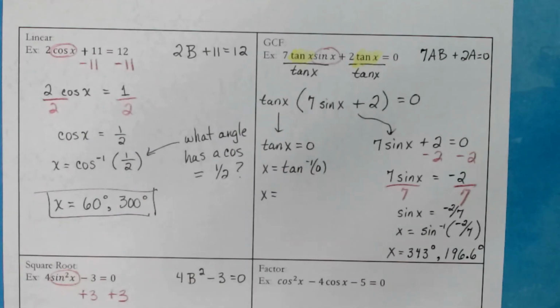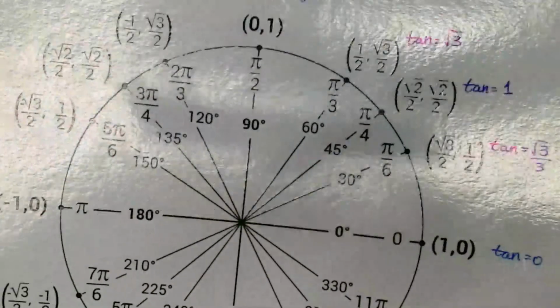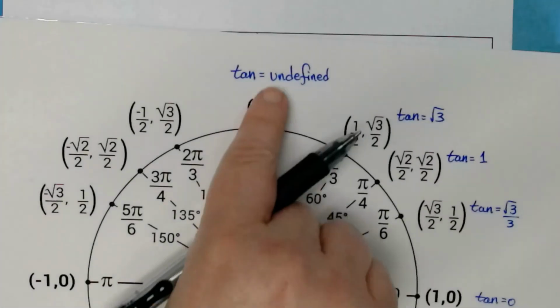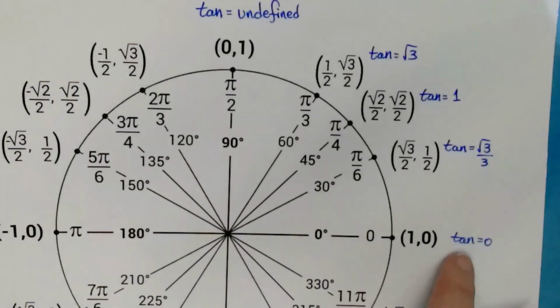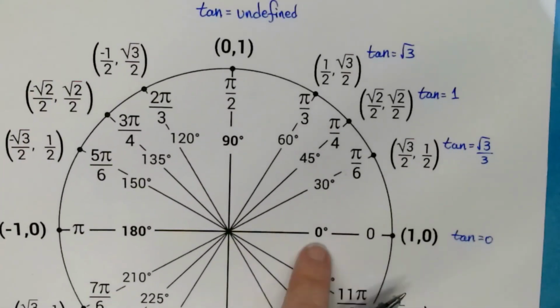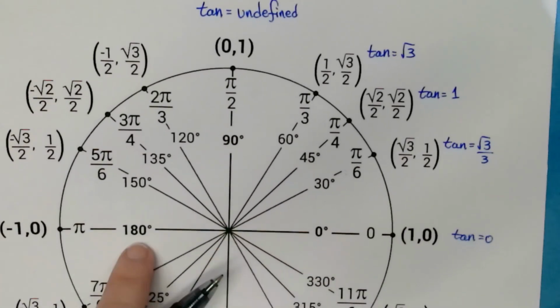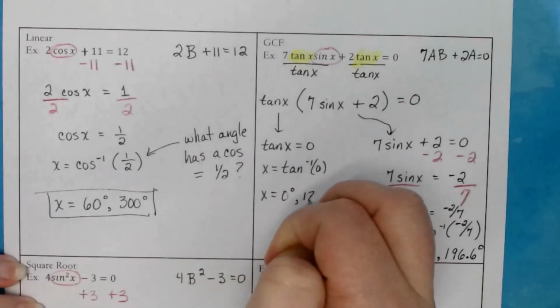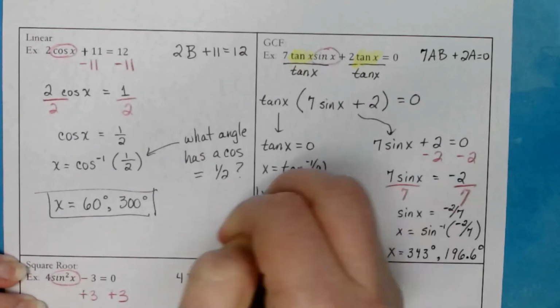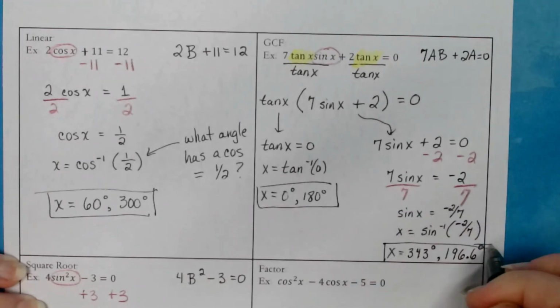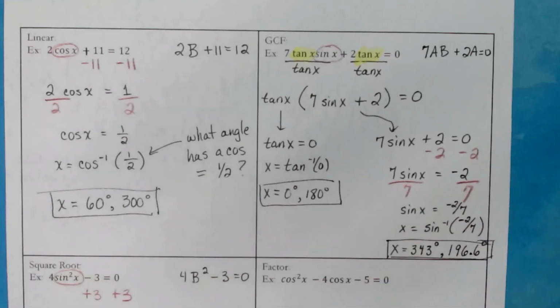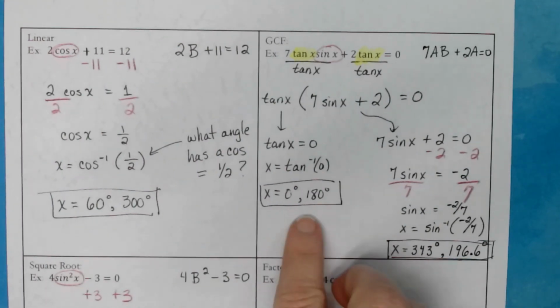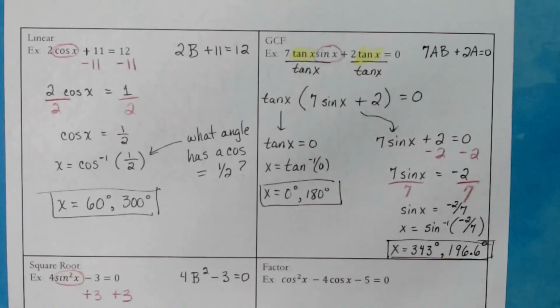But now where is my tangent 0? Tangent. Well, it's undefined for my vertical lines, right? So at 90 degrees it's undefined. So that means my horizontal line is where it's 0. That would be 0 degrees and 180 degrees. So we're going to put 0 degrees and 180 degrees. So I have 4 answers for this question, just like we did with our squares. These aren't in a quadrant, they're on the axes, but 4 different answers. Wonderful job.